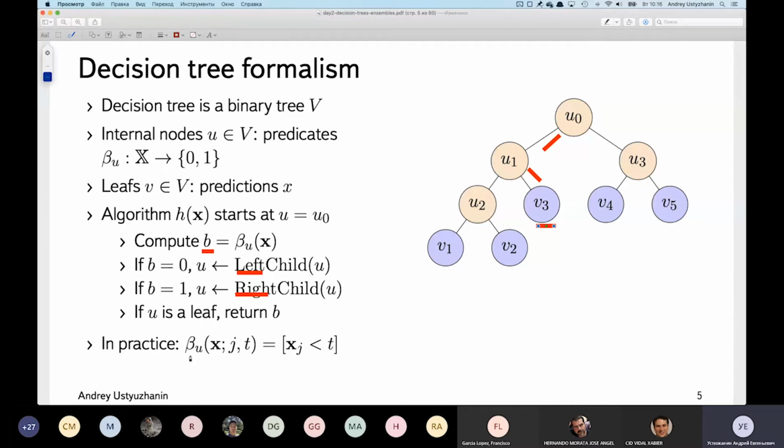So in practice, we usually choose a predicate of this form. So we compare the feature of number j of our object in the feature set with a threshold t. So essentially we evaluate the following thing: we see whether the value of this feature is less or greater than a given threshold.